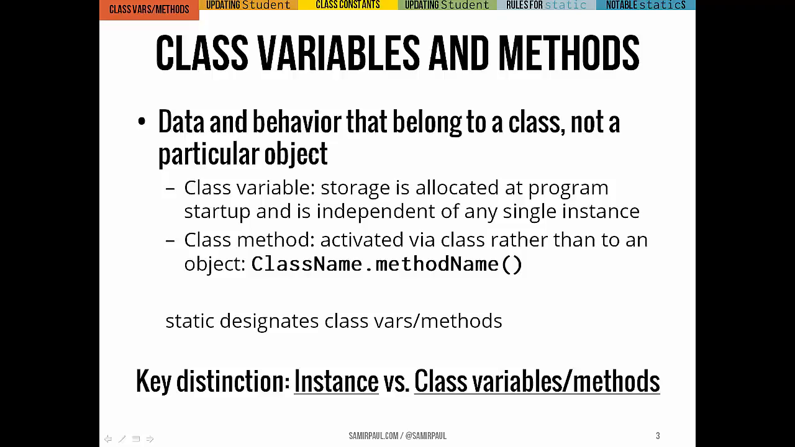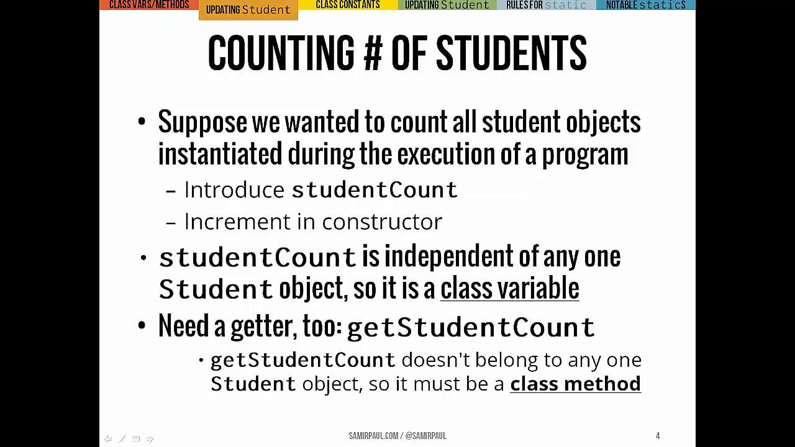Now, we use the keyword static to designate a class variable or a class method. So let's make some modifications to the student class so we can see how this will work. Suppose we wanted to count all the student objects instantiated during the run of a program. To do this, we can introduce a variable which we'll call student count. And this variable gets incremented in the constructor every time a student object gets instantiated. Because the variable is independent of any particular student object, it has to be a class variable, a static variable.